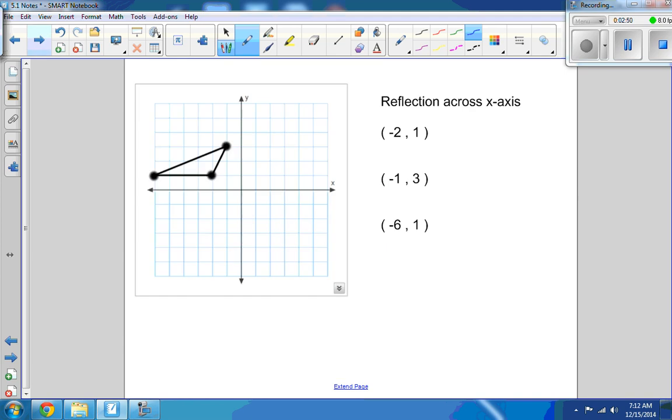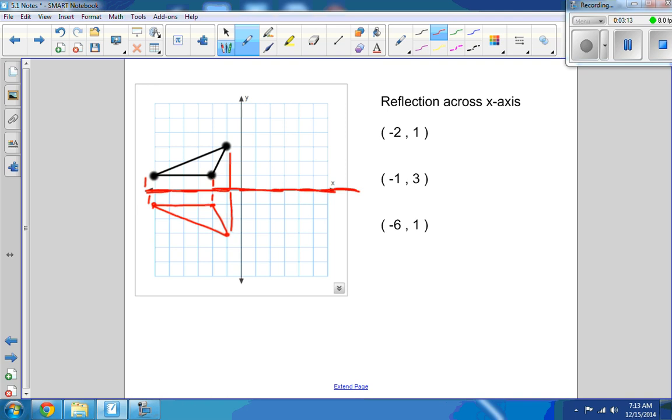Now let's do it on the x and y axis. So we're reflecting across the x-axis. So we're reflecting across this line. So I'm going to look at the distances. The distance of 1, distance of 1. Distance of 1, 1. Distance of 3. There is my image reflected across the x-axis.